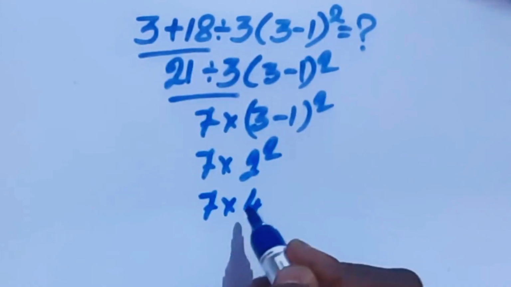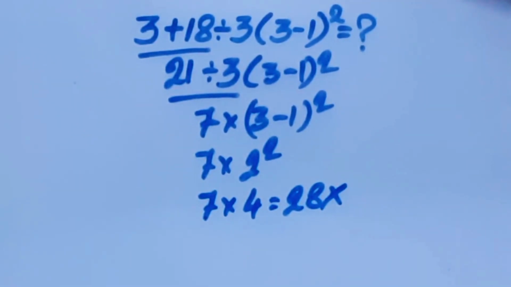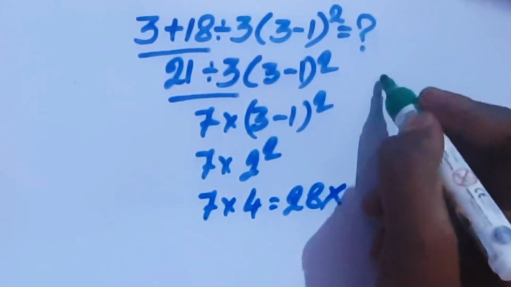Here 7 times 4 is 28, which is the wrong answer. As per the order of operations, this 28 is the wrong answer.